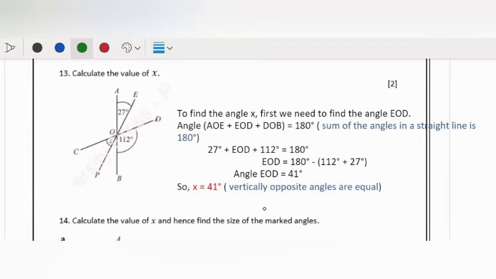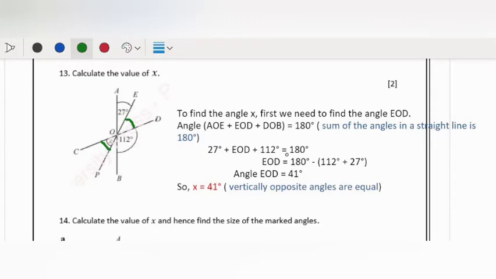Calculate the value of x. See, these are all straight lines intersecting at the point O. You can see the angle BOD is 112 degree, angle AOE is 27 degree. So they are asking us to find the angle x. The angle x is here, this angle. To find that angle, first we need to find out the angle EOD, that is this angle measurement.